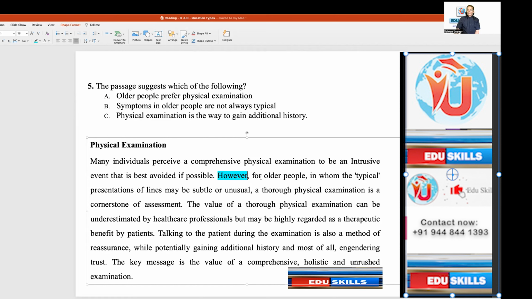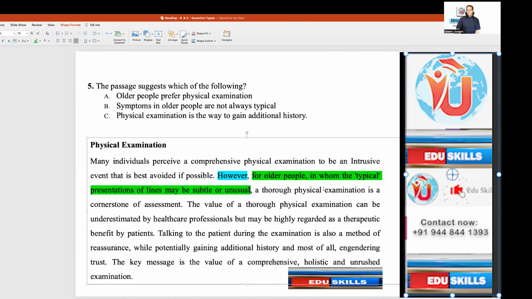For older people, in whom the typical presentations of illness may be subtle or unusual, a thorough physical examination is a cornerstone of assessment. The passage suggests which of the following? So which is the answer? Symptoms in older people are not always typical.